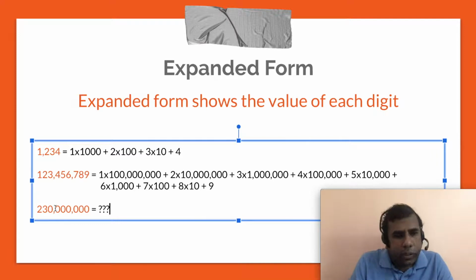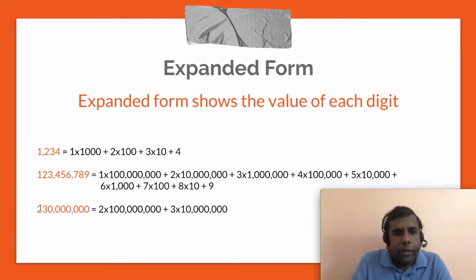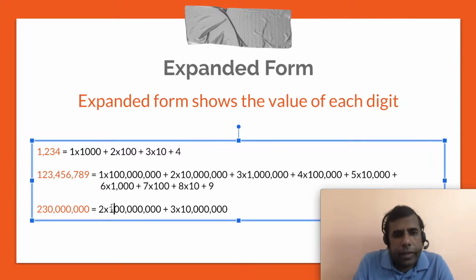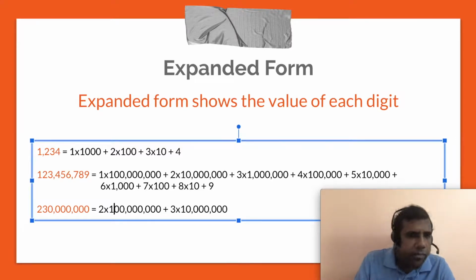Let's look at the last one. This number is 230 million, right? Because there are zeros everywhere else. So this is 230 million. Now how will you do that? It will simply be 2 multiplied by 100 million plus 3 multiplied by 10 million, and you don't need to write anything else because it's going to be all zero anyway, because it will be 0 multiplied by 1 million, 0 multiplied by 100,000, and so on, right? So it's all going to be 0. So the expanded form of this number is simply going to be 2 multiplied by 100 million plus 3 multiplied by 10 million.